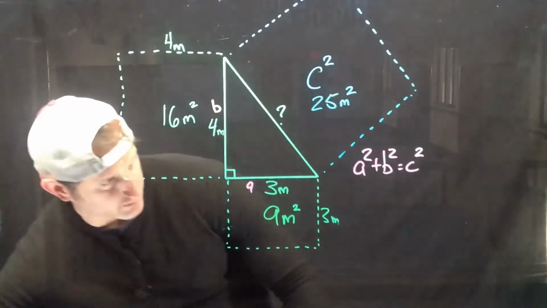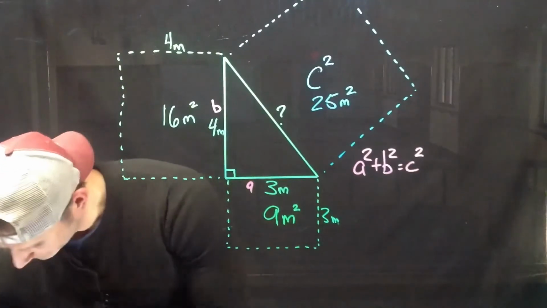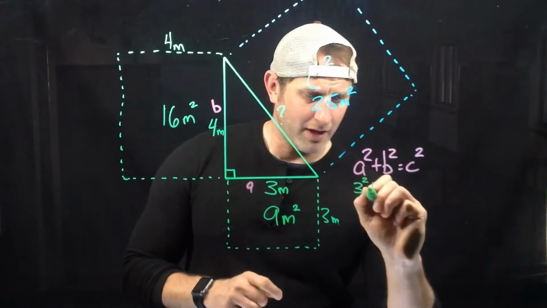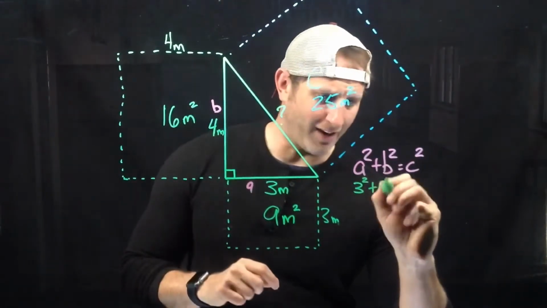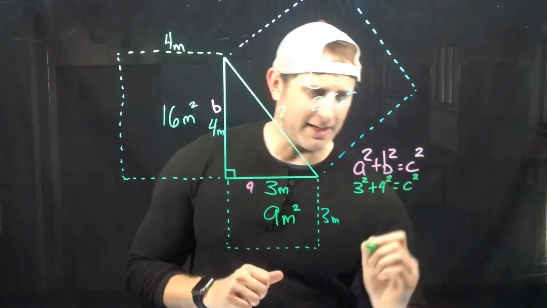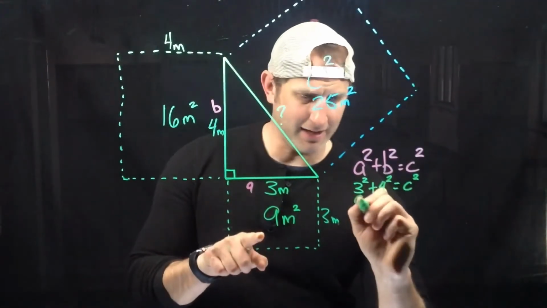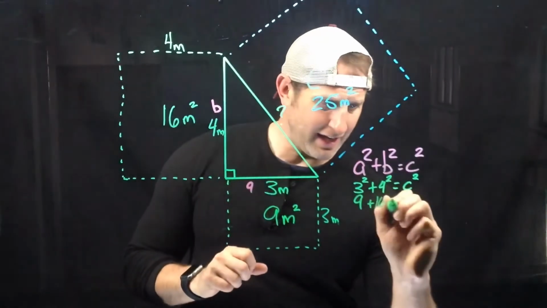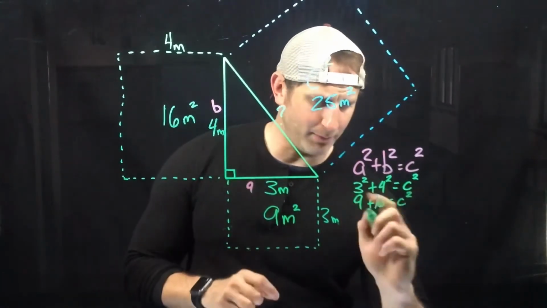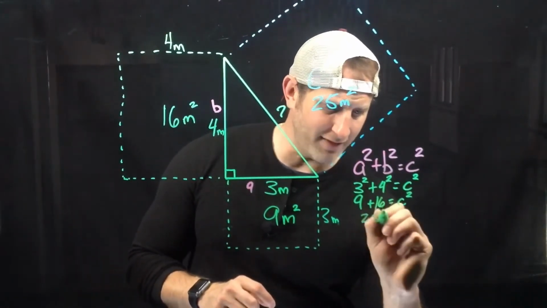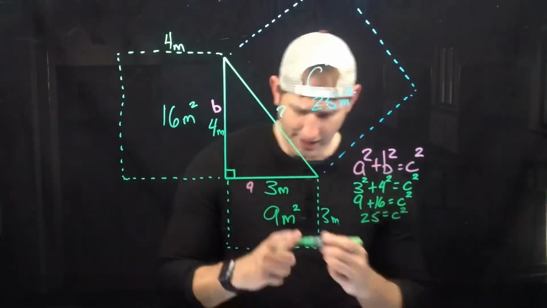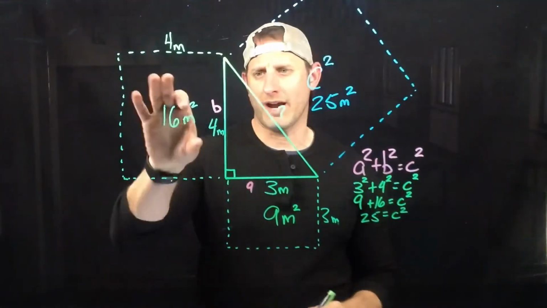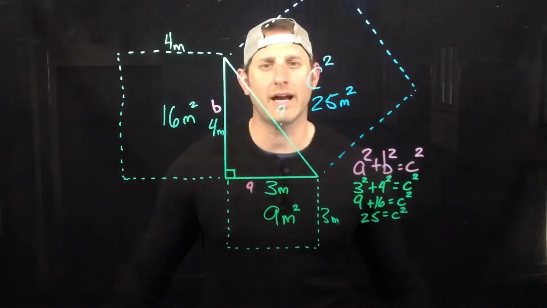Let's plug in those numbers and just make sure here. If I had 3 squared plus 4 squared, it's going to be equal to c squared. 3 times 3 is 9, plus 4 times 4, which is 16. It's going to be equal to c squared. 9 plus 16 is 25, is c squared. Okay, so you're thinking to yourself, okay, great. I've got an area of a square, an area of a square, and an area of a square. How does that help me?